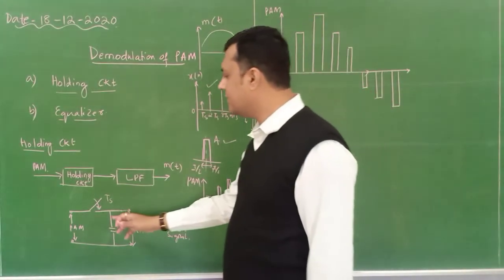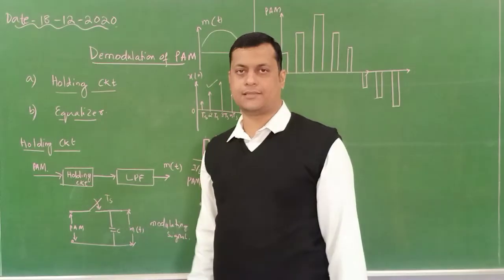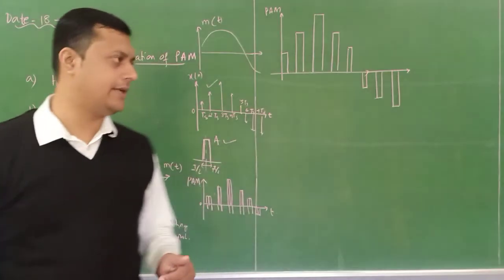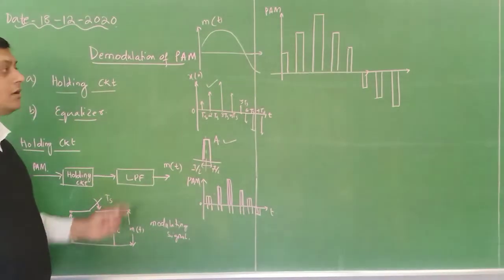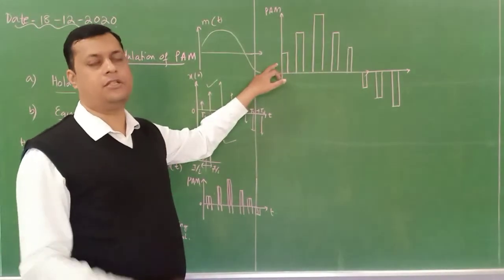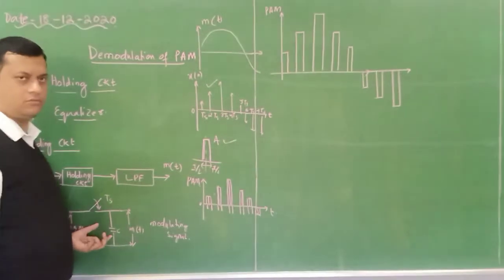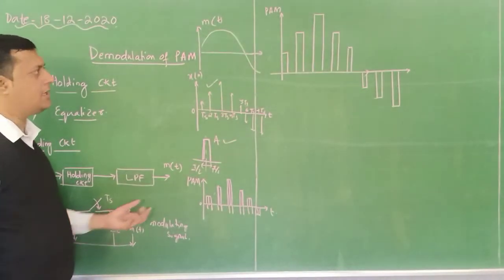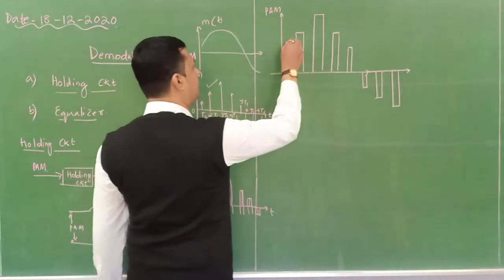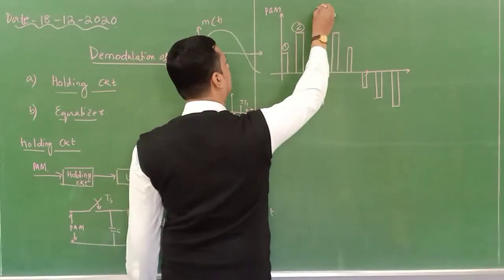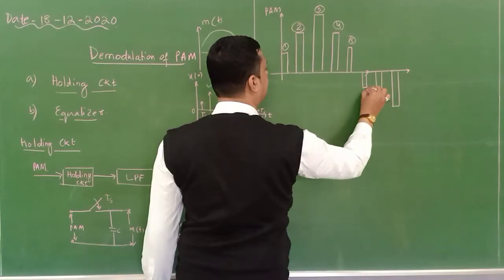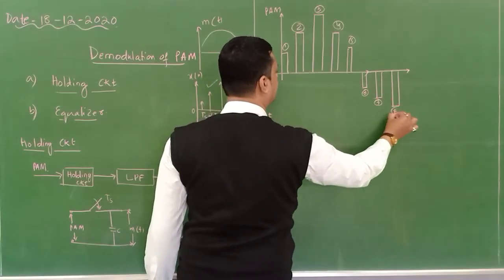The holding circuit has a switch followed by a capacitance. Now what is the principle of this particular circuit? Let me discuss first. The switch remains closed when the first pulse is received. So when the first pulse is fed to the circuit, it will become closed. After that you can see there is no pulse between the first pulse and the second pulse. Let me mark it: pulse 1, pulse 2, pulse 3, pulse 4, this is the 5th pulse, 6th pulse, 7th pulse, and this is the 8th pulse.